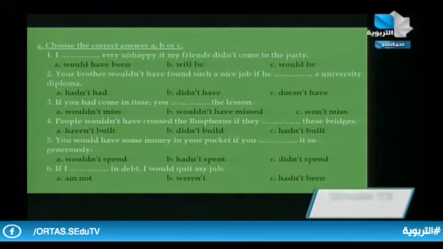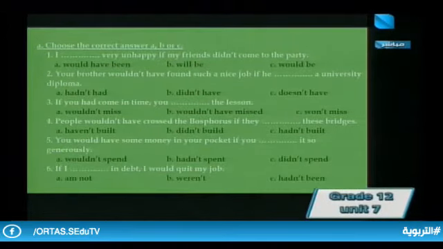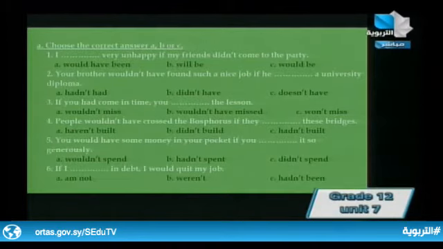I, space, very unhappy if my friends didn't come to the party. So it is past, because we've got didn't come in the if clause. So we have to put here would plus simple infinitive, and here we have to put would be. So: I would be very unhappy if my friends didn't come to the party.